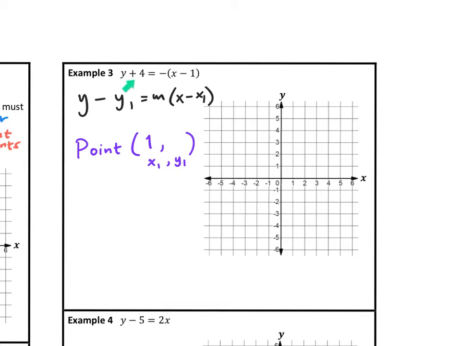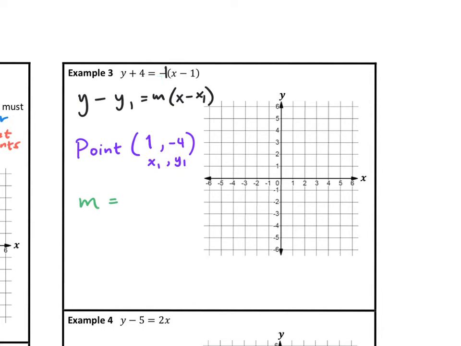I have a plus 4 here. So what's the opposite of a positive 4? A negative 4. All right, and then the second item that I need to identify is the slope. But wait, I noticed that in the equation, I have a negative in front. What do we assume is the number if there is no number given, if we just have a negative? We assume that there's a negative 1 here. So there's a negative 1 here.